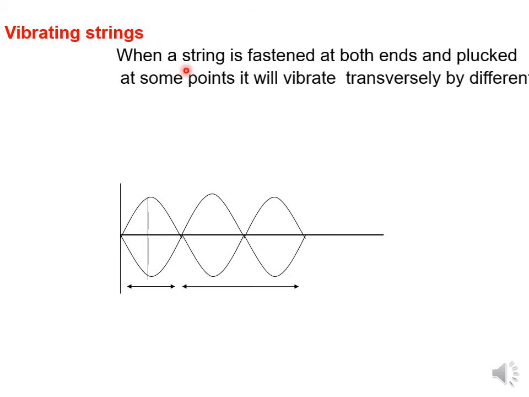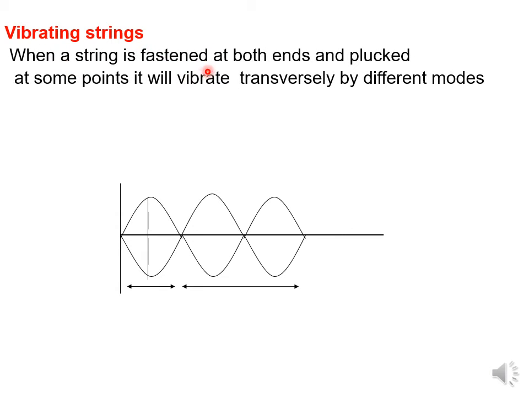When a string is fastened at both ends, connected from both ends and blocked at some points, it will vibrate transversely by different modes.